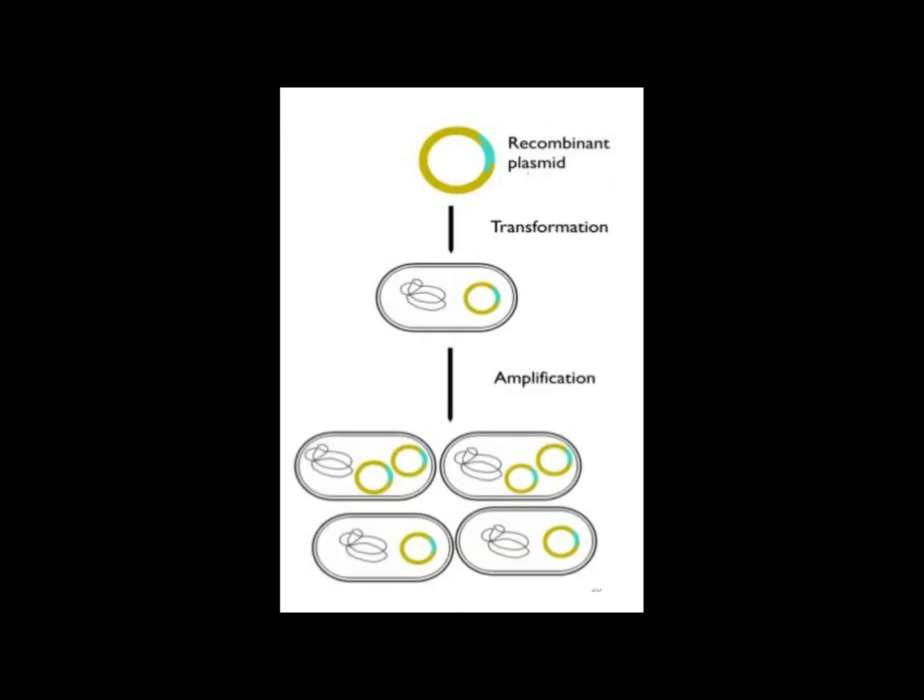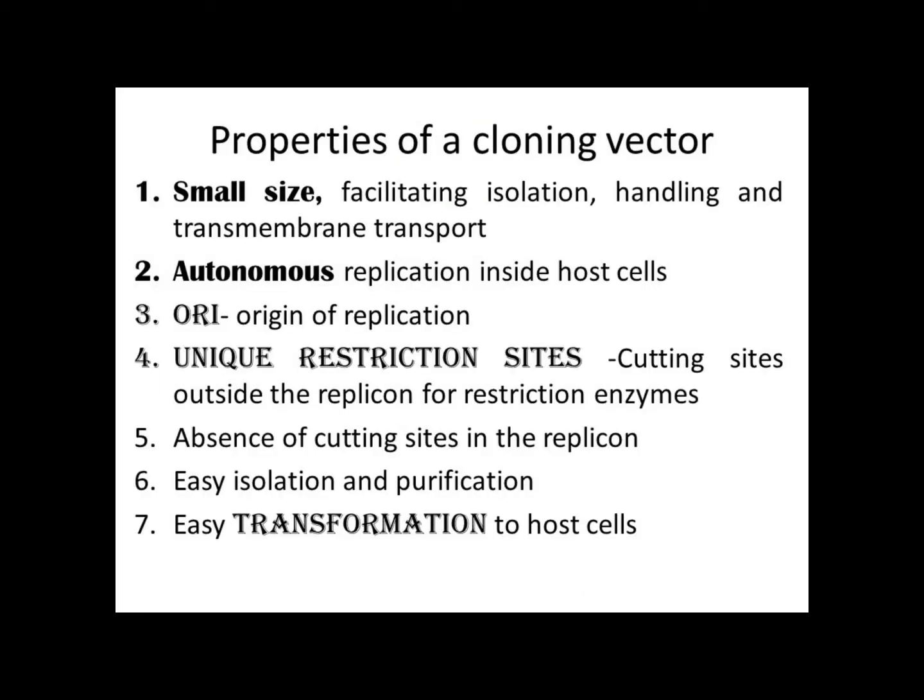That means it should be able to replicate itself without depending upon the replication of the host DNA, because the host cell has its own genome. It will replicate at a particular time, maybe just before cell division. But our vector with the foreign DNA is like a guest inside this host cell, and its replication should be independent of the replication of the host DNA. So that is the second property.